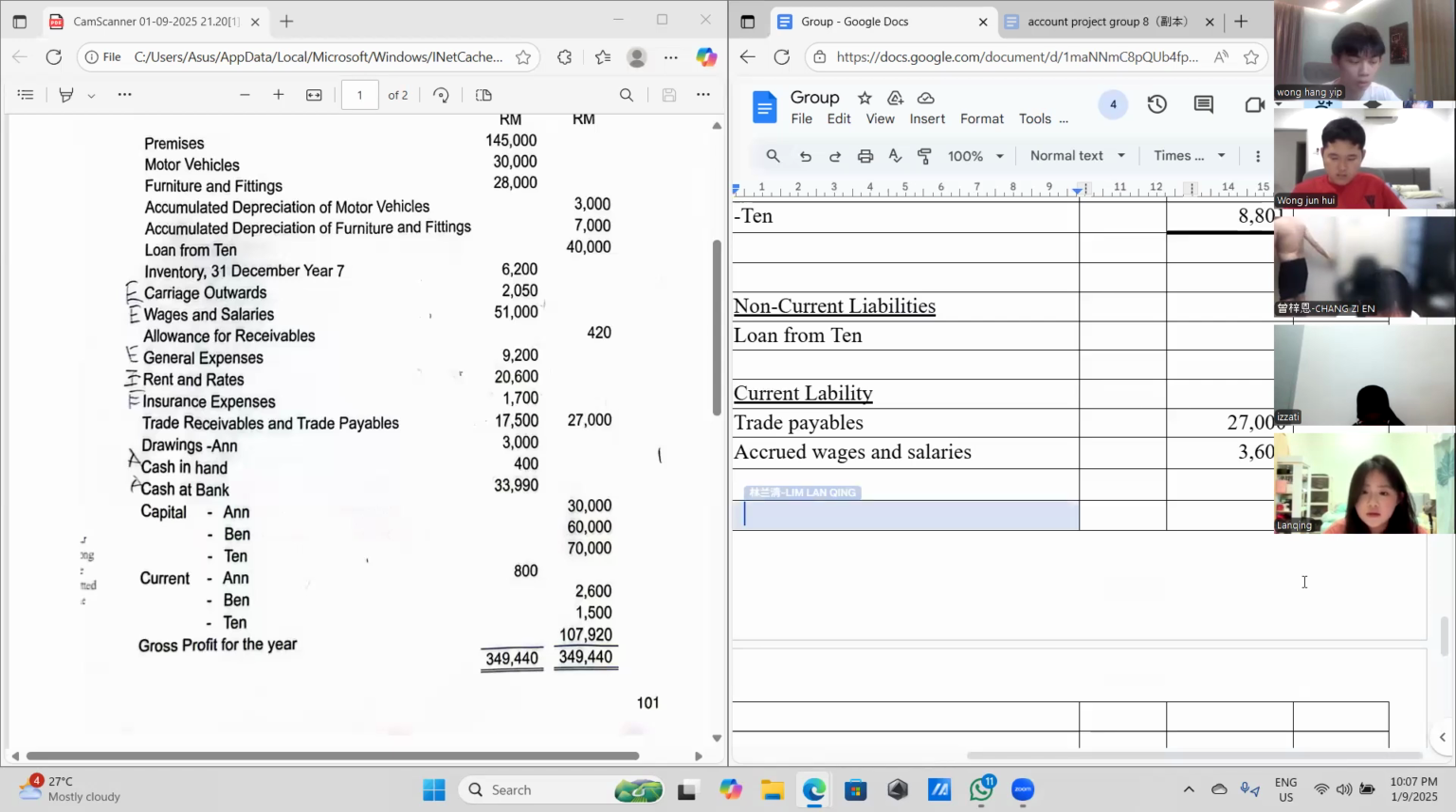And the total equity and liability will be 266,745. So this will be our last balance. Thank you.